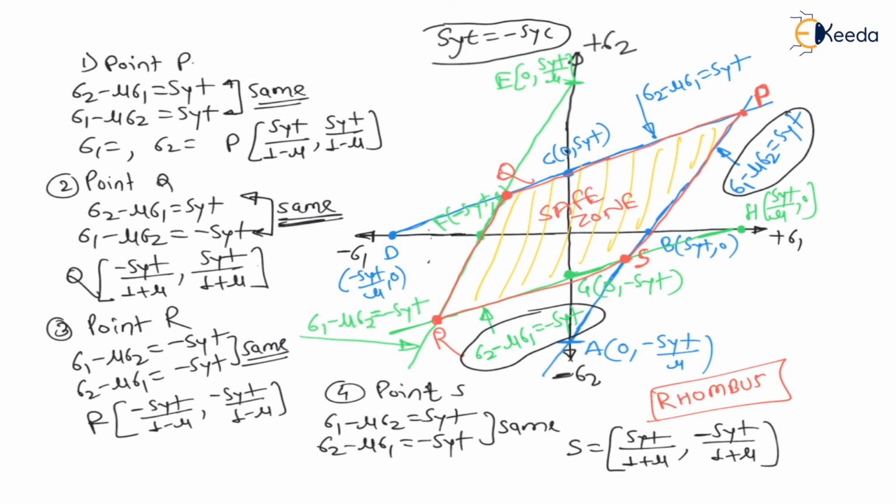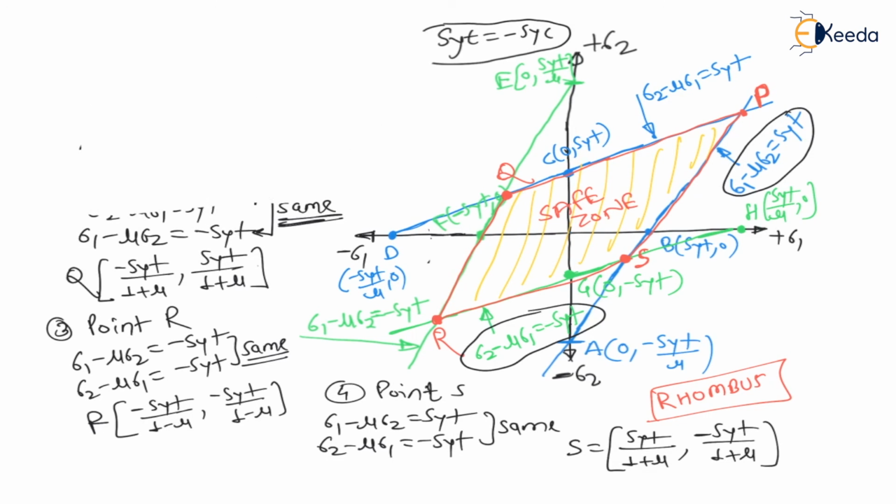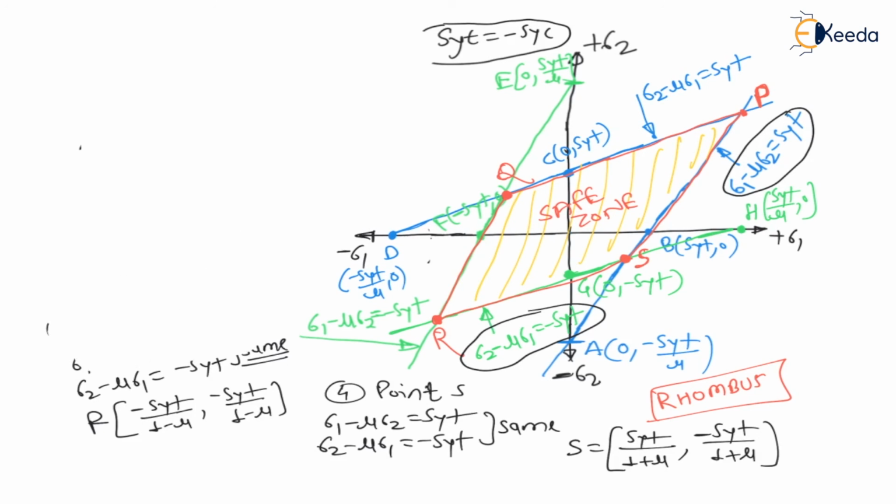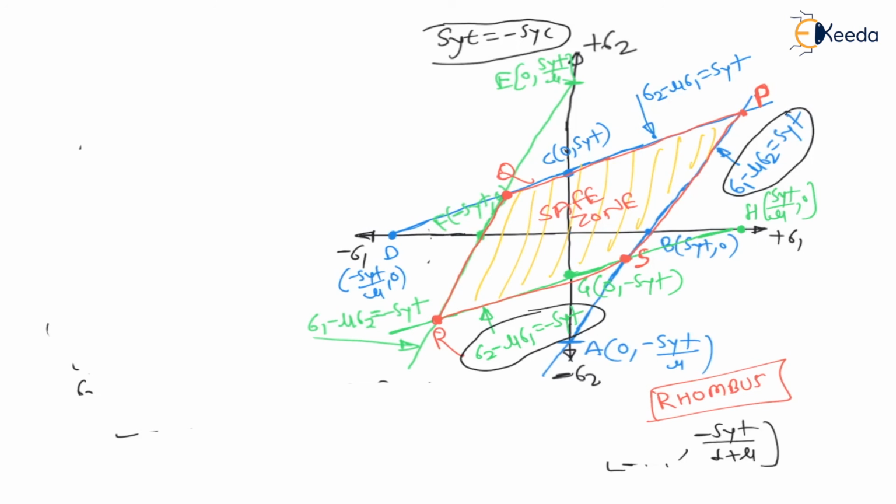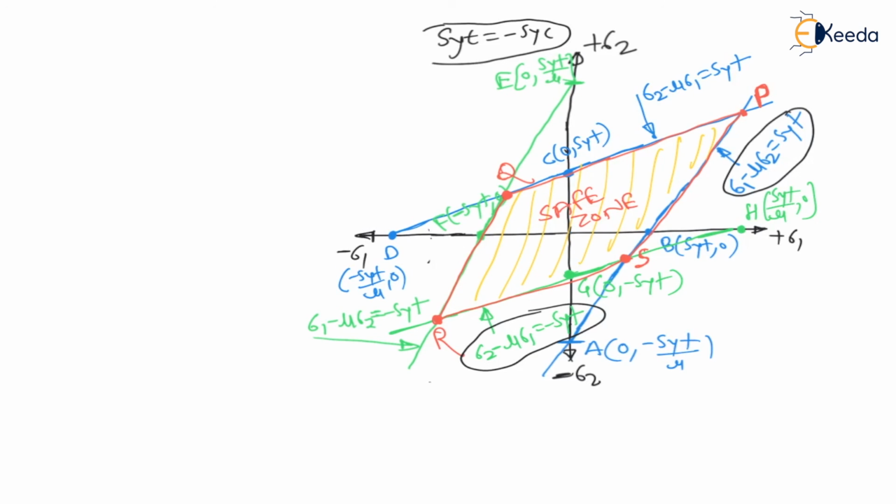But don't worry, no one is going to ask you the corner points of the rhombus. They will ask about the validity of Saint-Venant theory. Saint-Venant theory is not applicable for both ductile as well as brittle material. They may also ask about the factor of safety, and the safe zone for Saint-Venant theory, which is a rhombus. This is the Saint-Venant theory.